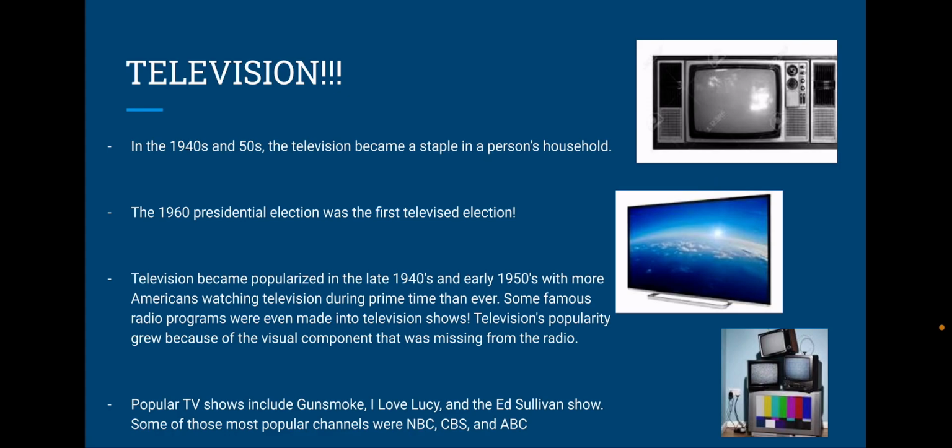Television's popularity grew because of the visual component that was missing from the radio. Some popular TV shows during these time periods include Gunsmoke, I Love Lucy, and The Ed Sullivan Show. Some of the most popular channels during these time periods include NBC, CBS, and ABC, which were also the three main channels during these time periods.